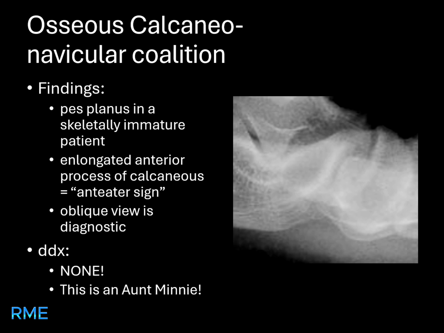There are no differential diagnoses here. It's an Aunt Minnie. An oblique view is diagnostic and confirms the coalition. Management typically involves conservative treatment with orthotics, but surgical intervention may be necessary if symptomatic.